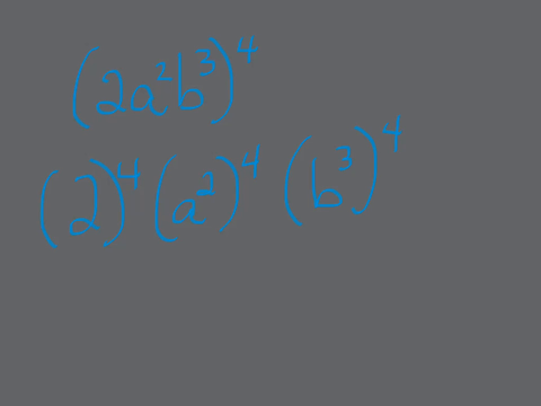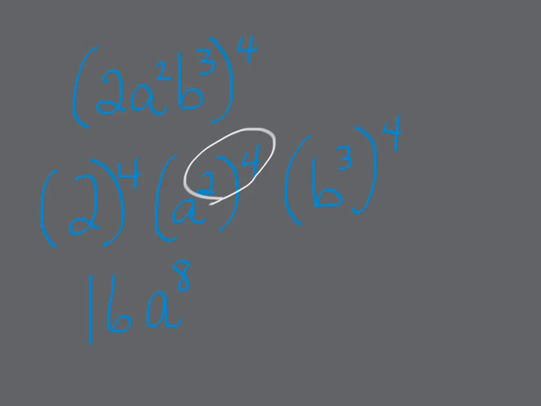2 to the 4th power is simply 16. 2 times 2 times 2 times 2 gives you 16. In the case of the variable, you have a squared, which would be a squared times a squared times a squared times a squared. If we added those exponents as we did earlier, we would get a to the 8th. But we can take a shortcut. We can simply multiply those two exponents together. So when you take a variable with an exponent and raise it to a power, you simply multiply the power times the exponent, giving us a to the 8th.